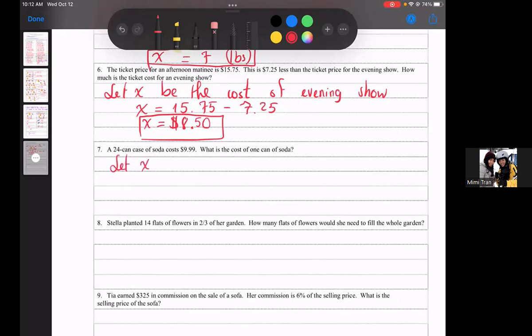Yeah, very good. Let X be the cost of each soda. Of course, in dollars, not yen, not rupees. So 24X equals 9.99. So X equals 9.99 divided by 24.